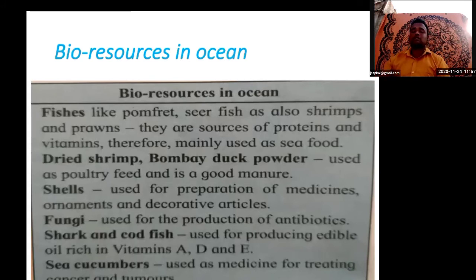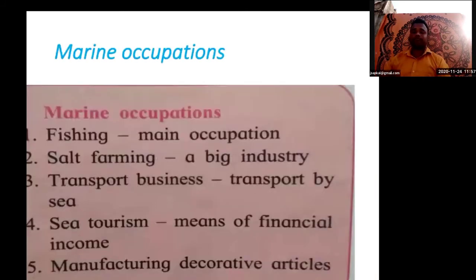And the last one is manufacturing decorative articles. So manufacturing, what do we get? Next slide, sir. We get many decorative articles like pearls. These are very costly, more than gold. So pearls are there, shells are there. So many things we get from the sea. So this is the occupation of manufacturing decorative articles.